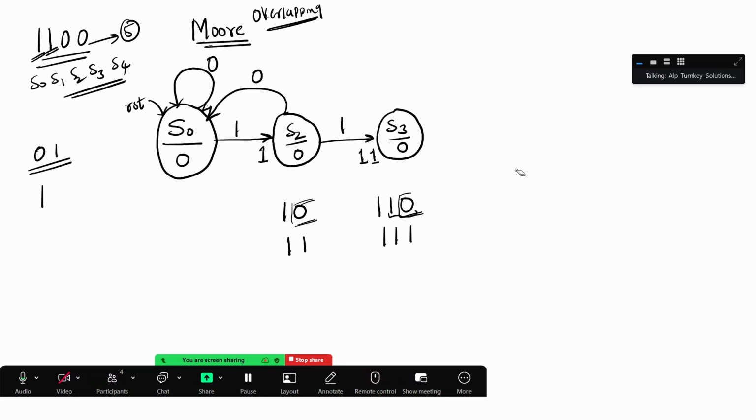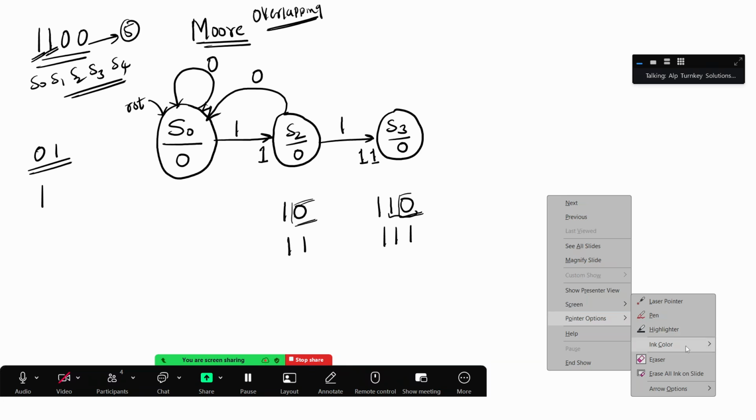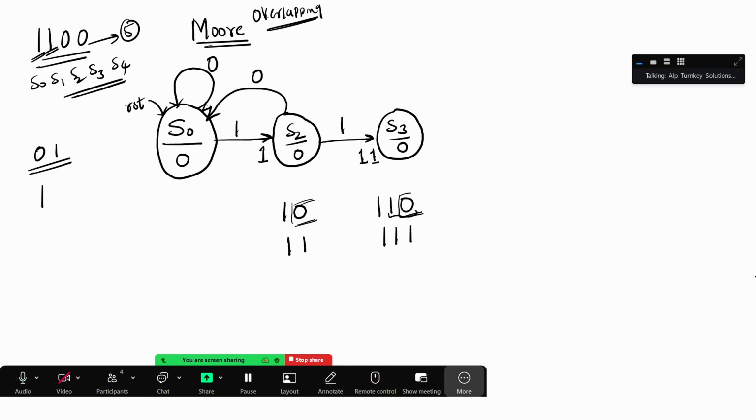So I need to see this one sequence. It will go to the next state. So this is nothing but S4 and the output is okay. Here I got the sequence 1 1 1 0. If it is 1, I need to check for 2 bits.